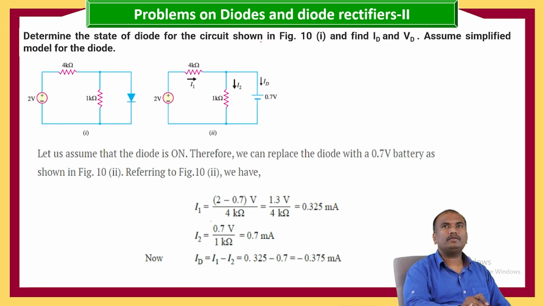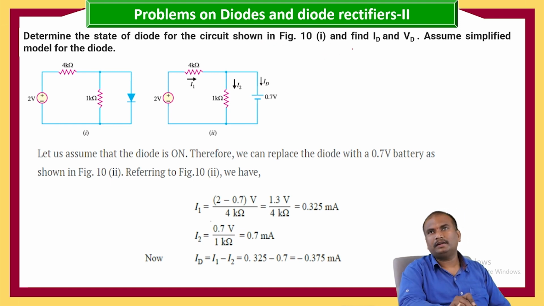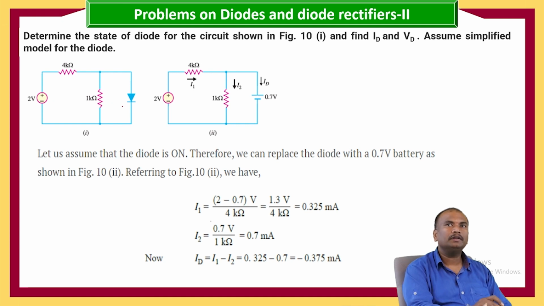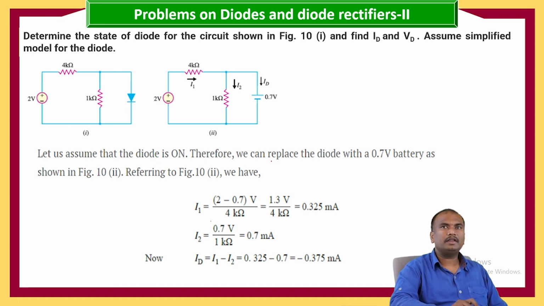Determine the state of the diode for the circuit shown in the figure and find ID and VD. Assume the simplified model for the diode. Here the diode is connected in parallel with the 1 kilo ohm resistor, and it is a silicon diode, so the diode will be replaced with 0.7 volts. Now let us assume that the diode is on, therefore we can replace the diode with a 0.7 volt battery, as in the above figure.